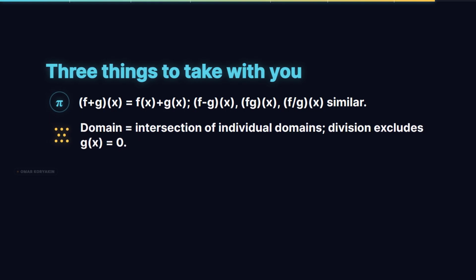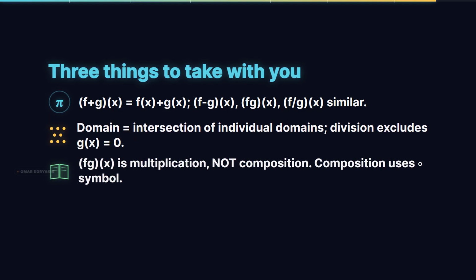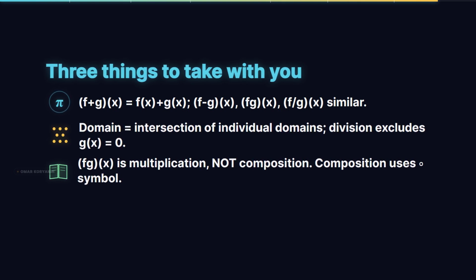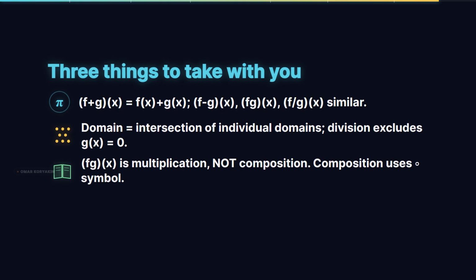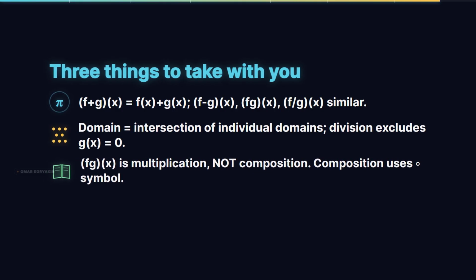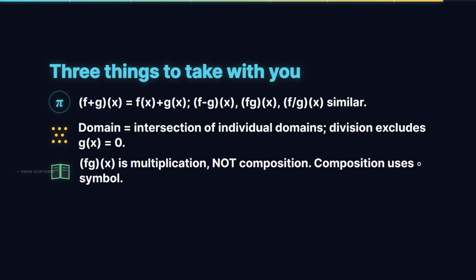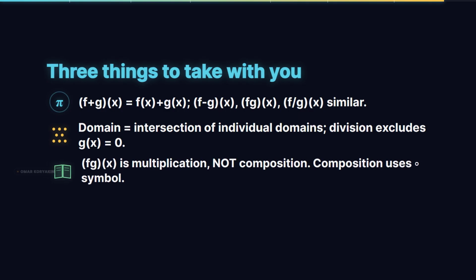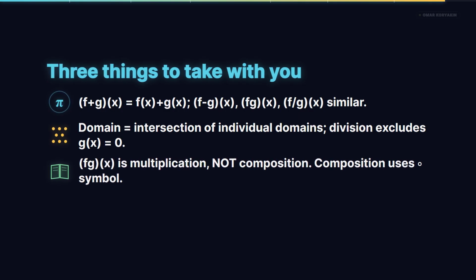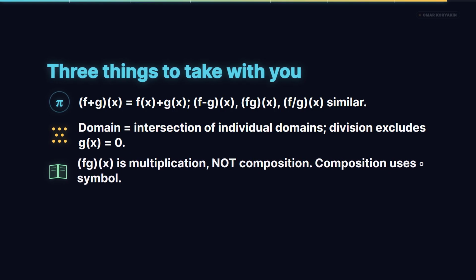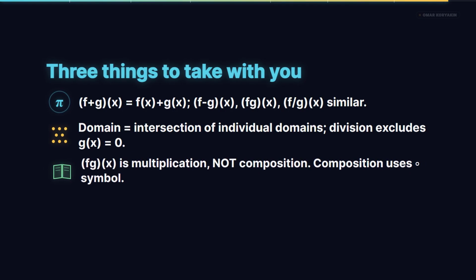Third, function multiplication uses the juxtaposition or explicit times symbol notation f g of x or f times g of x and means f of x times g of x as a product of the two output values. Function composition uses the small circle symbol f circle g of x and means f of g of x as a chained two-step evaluation. The two operations are completely different and produce different results in general. Memorize the notation conventions carefully to avoid confusing them.